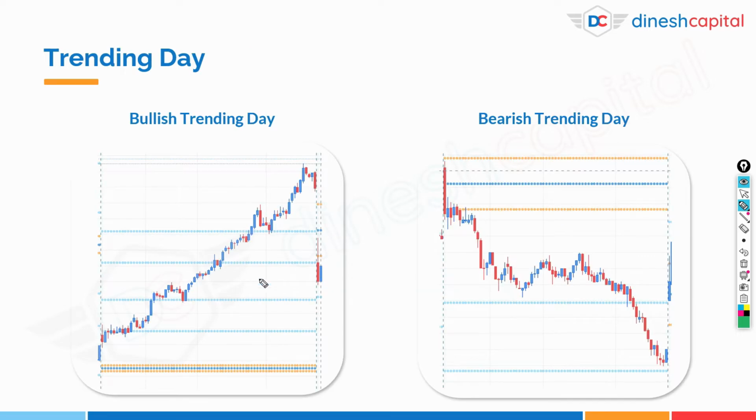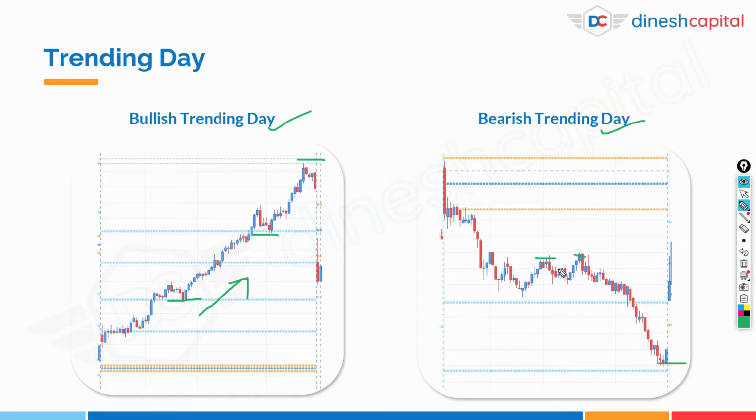In a trending day, the market continuously moves in the same direction for the entire day, like you see in the chart. There may be some minor retracement like you see here, but the closing price will normally be in the day's high. If it is a bullish trending day, it will be in the day's low if it is a bearish trending day. Like you see here, it is going up, but there is a minor correction.